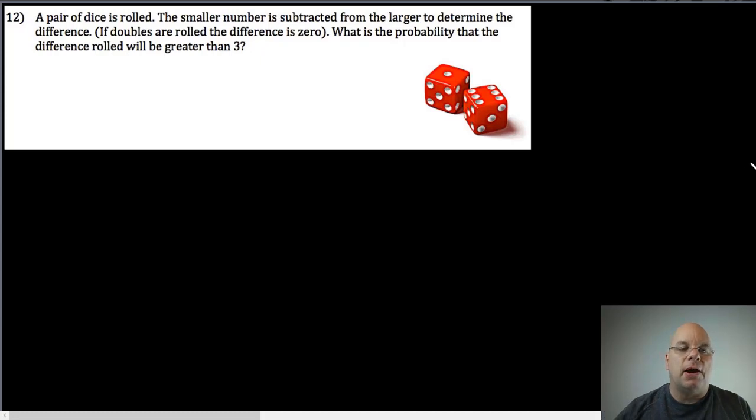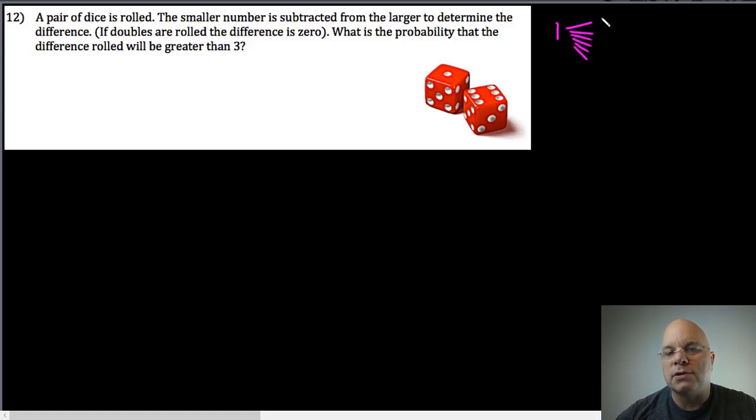Problem number 12, a pair of dice is rolled. The smaller number is subtracted from the larger to determine the difference. If doubles are rolled, the difference is 0. What is the probability that the difference rolled will be greater than 3? You can do a tree diagram here. I wouldn't recommend it, so I'm just going to show you why I wouldn't recommend it first.